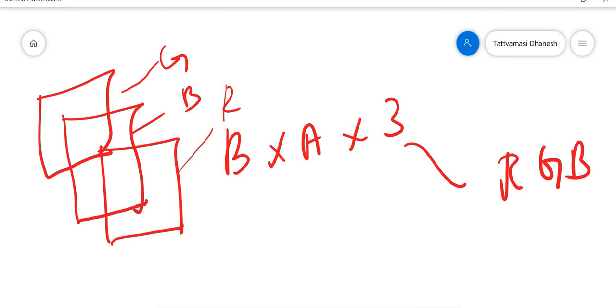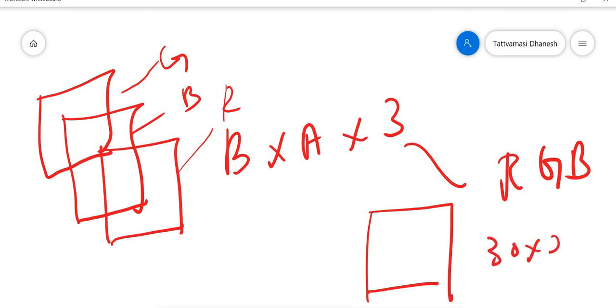The pixel value ranges from 0 to 255. This is what we usually see in a color image. If it is a black and white image, it would be only one channel. You can write it as 30 into 20 into 1. So this is for a color image, and this is a black and white image.